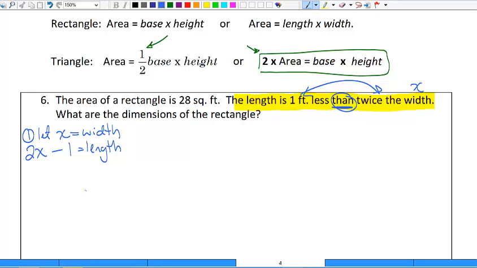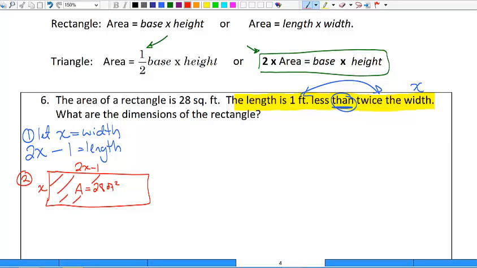Okay, so step 2 says draw a picture. All right, we finally have an opportunity to draw a picture. So I can now take my rectangle. My width is x. My length is 2x minus 1. And then I also know that the area of the inside is 28 square feet. So that's the inside of your rectangle.